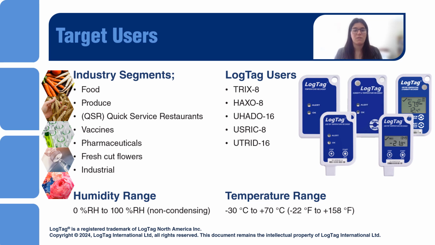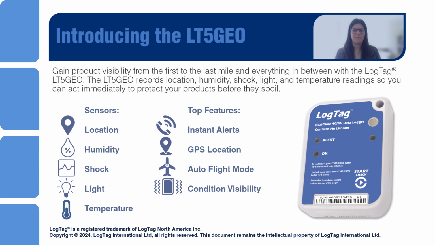Other important factors, of course, are the humidity and temperature ranges on screen, which we can see are 0 to 100% relative humidity, and for temperature, if you're looking at degrees Celsius, then you're looking at -30 to +70, but if you use Fahrenheit, it's -22 degrees Fahrenheit to 158 degrees Fahrenheit.